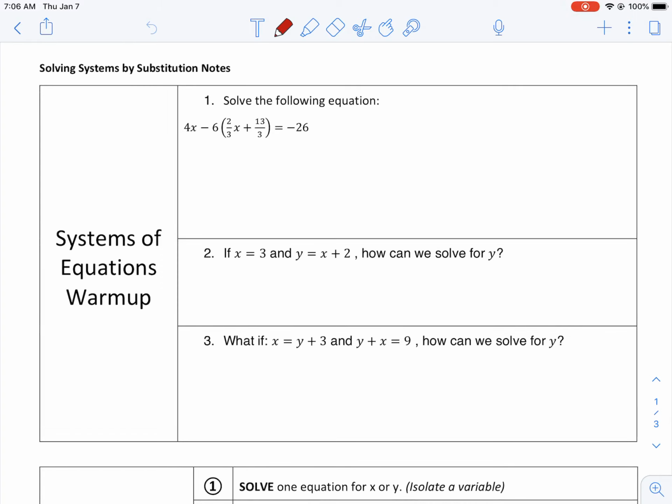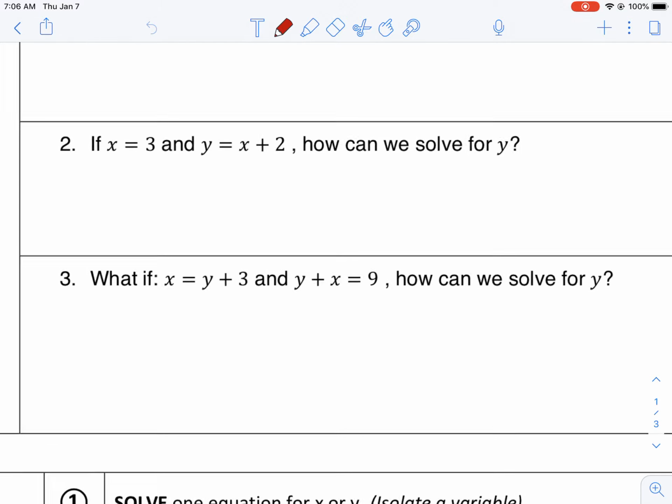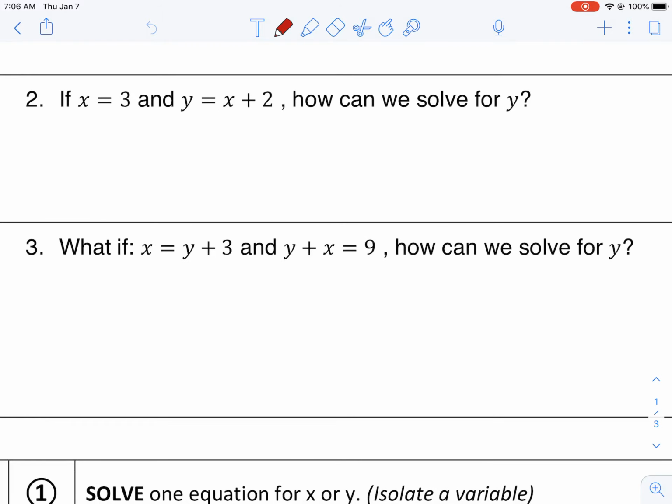So this first question, solve the following equation, all right? You guys can do that as a warm-up, okay? I'm going to start right here, because this is really what starts tying into the substitution. So it says, if x equals 3 and y equals x plus 2, how can we solve for y?